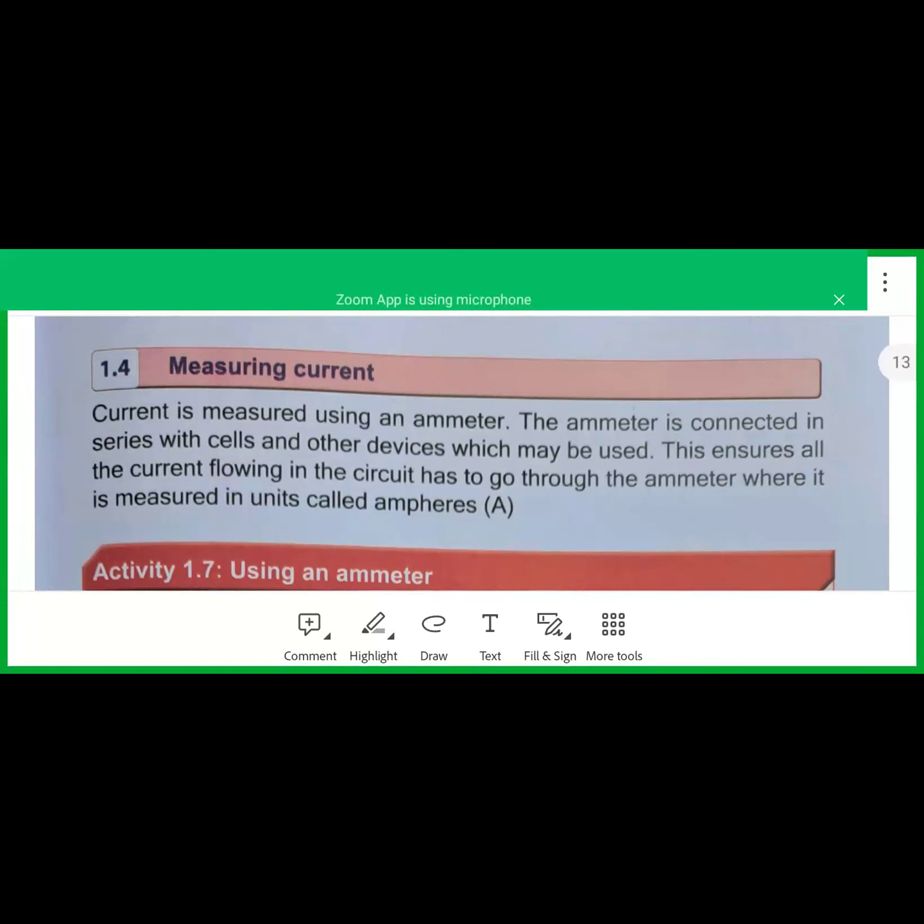So current is measured using an ammeter. An ammeter is connected in series with cells and other devices which may be used. This ensures all the current flowing in the circuit has to go through the ammeter.